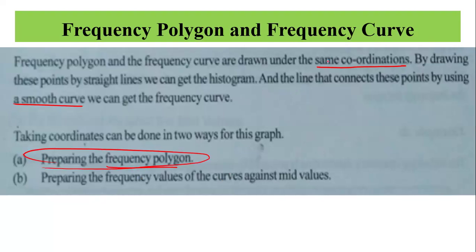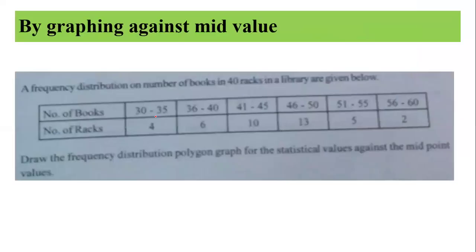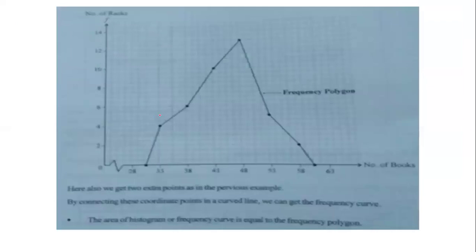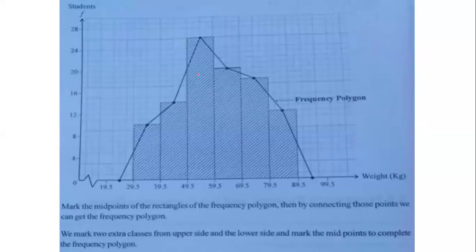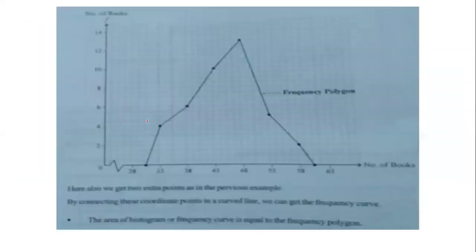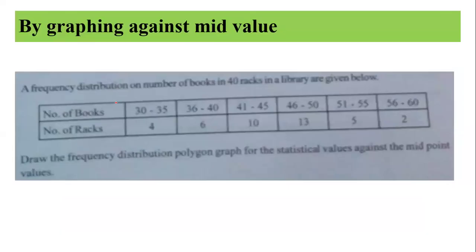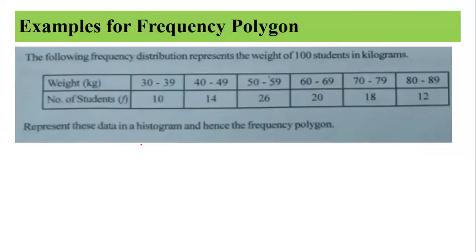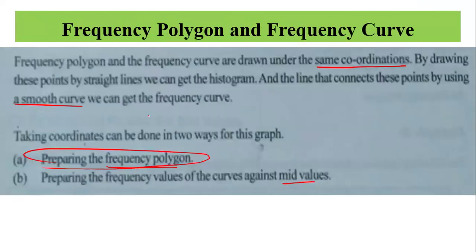Sometimes it may be difficult for you to understand. Therefore, I'll move on to an example. Pay attention to this. There are two ways. The first one, we can prepare like this: first prepare the histogram, identify the mid values, and draw the line. The other way is graphing against the mid values. Find the mid values, only midpoints we identify. Okay, right? We can prepare using mid values, and also using the histogram.